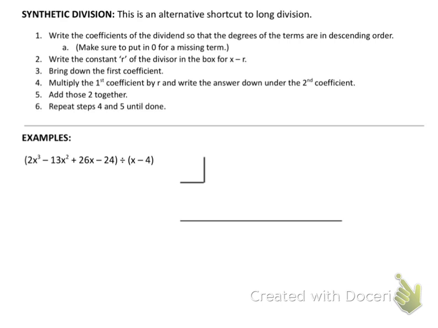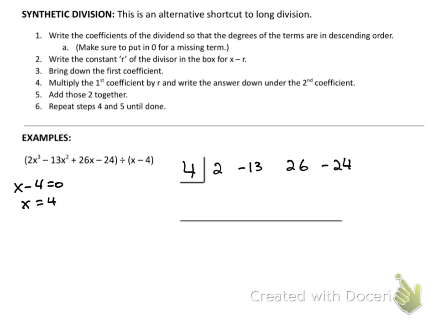So, our coefficients are 2, negative 13, 26, and negative 24. Next, we're going to write the constant r of the divisor in the box for x minus r. So, x minus 4 means x equals 4. So, we're going to put a 4 in that half box. That comes from the divisor. Okay?